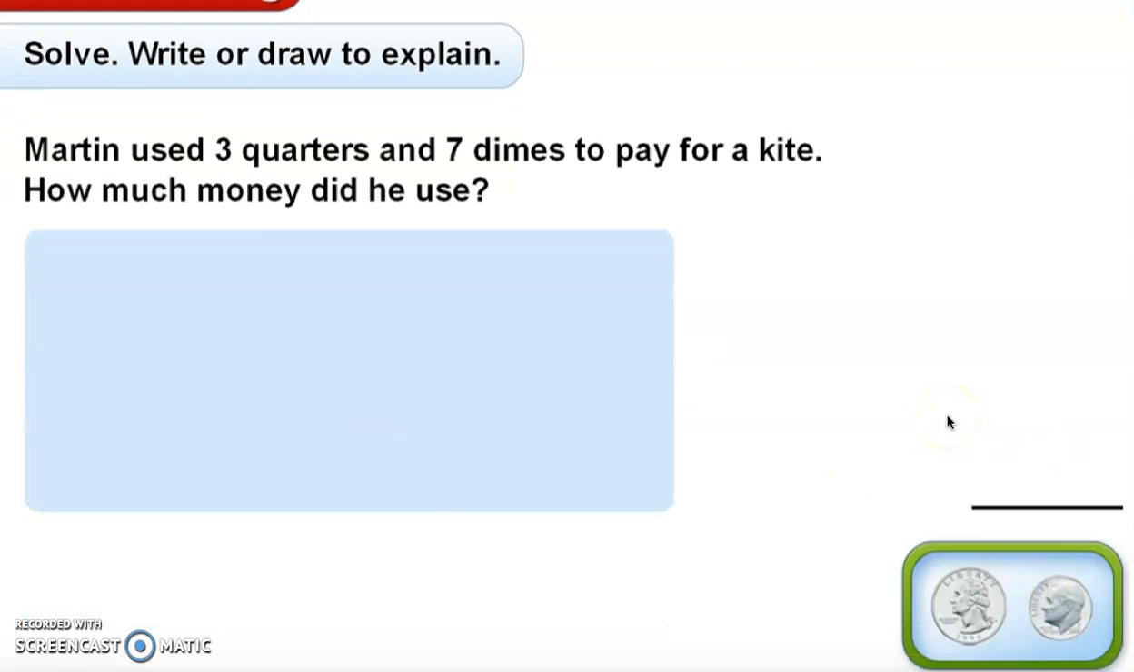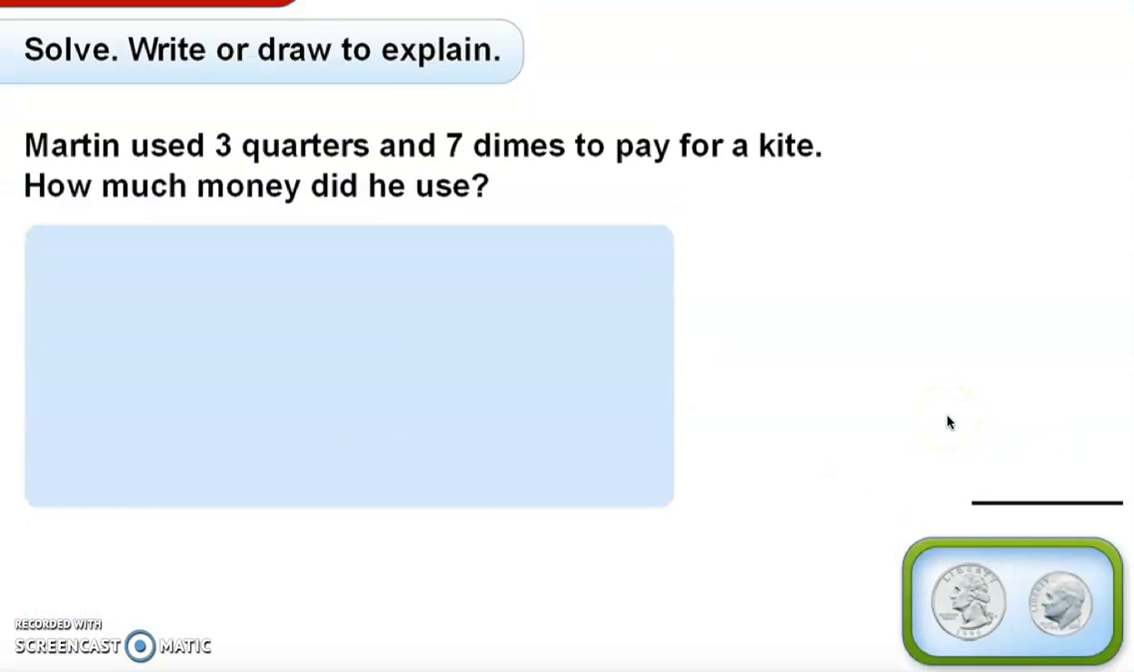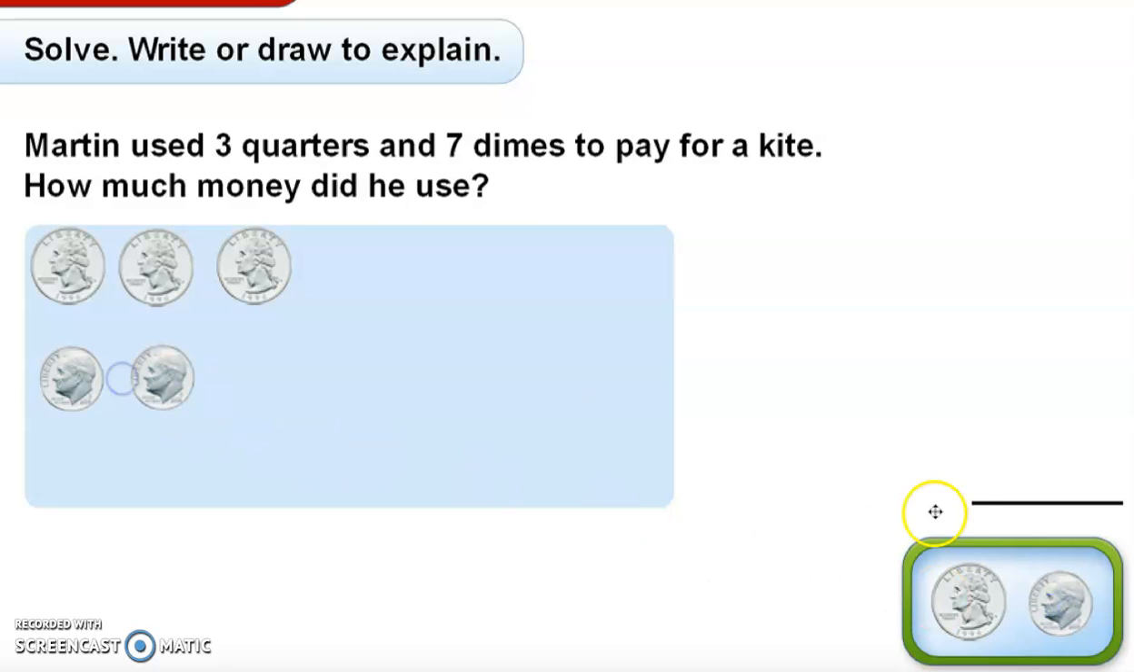All right, so this problem actually allows us to use the coins. It says, Martin used 3 quarters and 7 dimes to pay for a kite. How much money did he use? Okay, so let's first set up our collection of coins here. So he has 3 quarters right here, and then he uses 7 dimes. It might take me a little second to get all 7 dimes here.